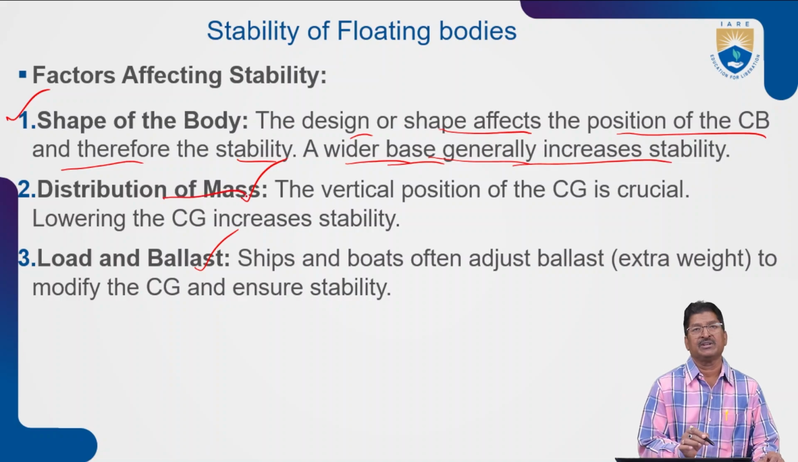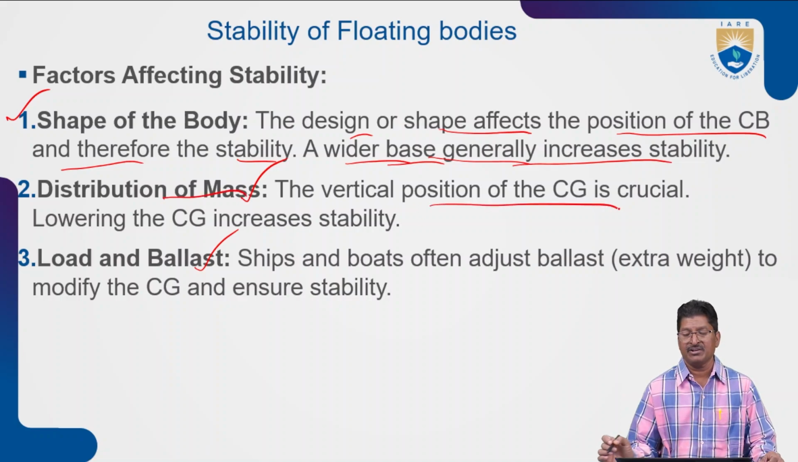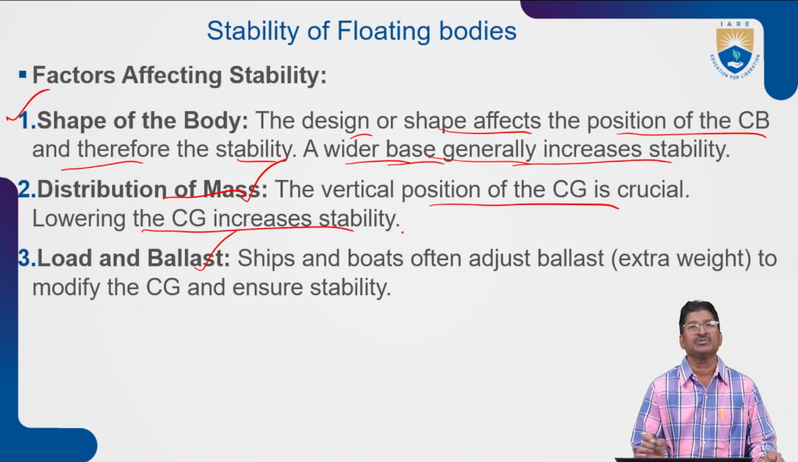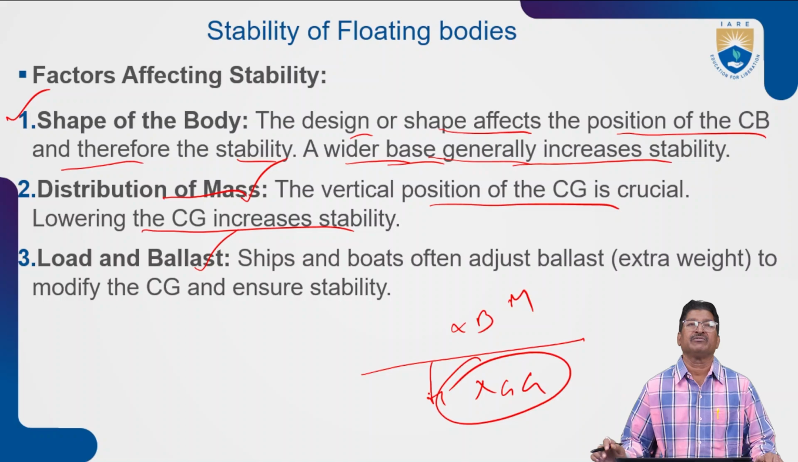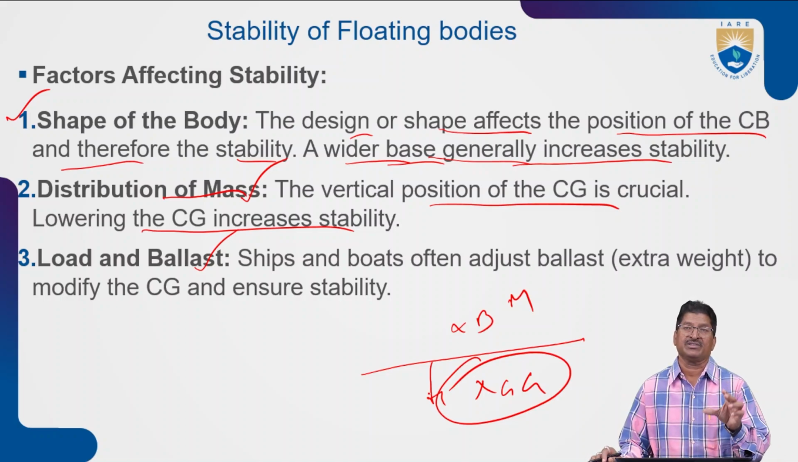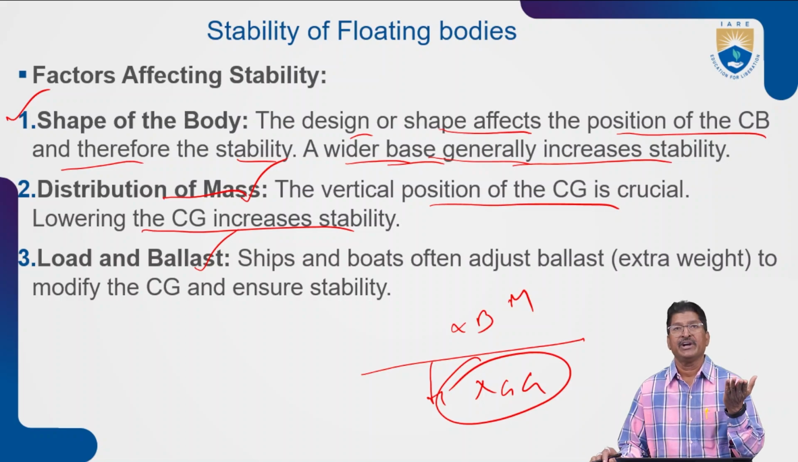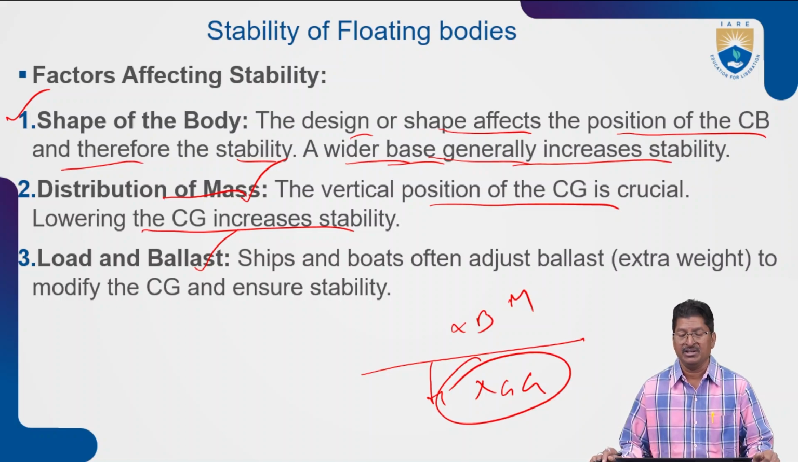And distribution of mass. The vertical position of the center of gravity is crucial. Lowering the center of gravity increases stability. As you know, the center of gravity is always at a lower level compared to the buoyancy. The weight of the body, or distribution of mass, should always be at the bottom compared to the center of buoyancy and metacenter. Then that is called more stable. So distribution of mass is important here.